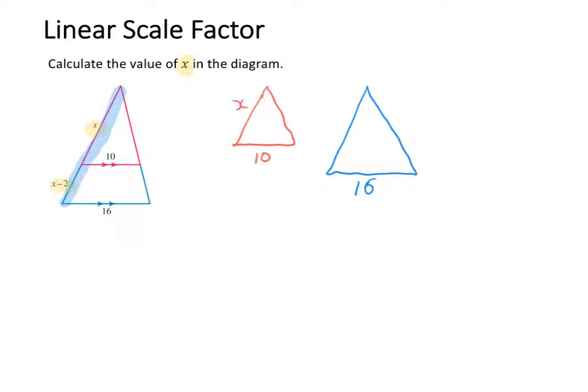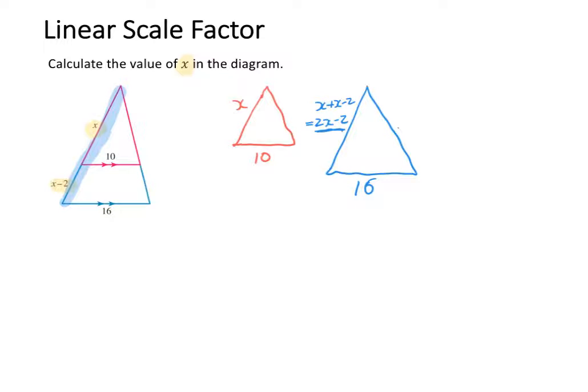x and x minus 2. So adding those two values together, I know my side is going to equal x plus x minus 2, which equals 2x minus 2. So the side of my larger triangle is 2x minus 2.